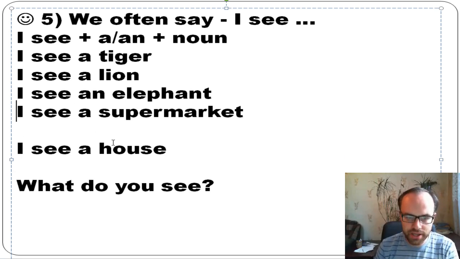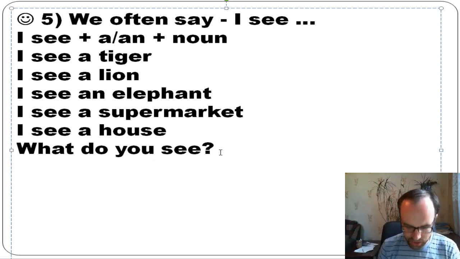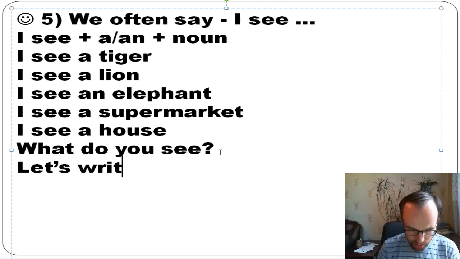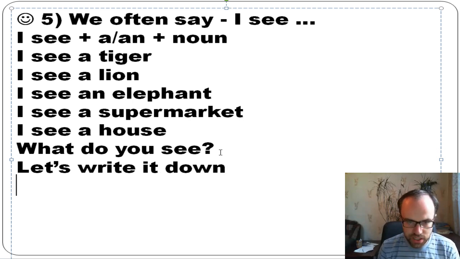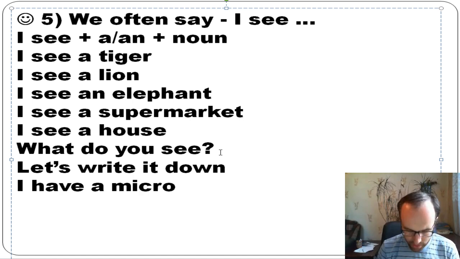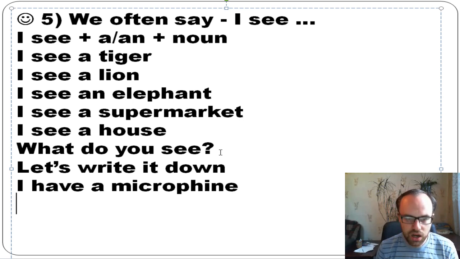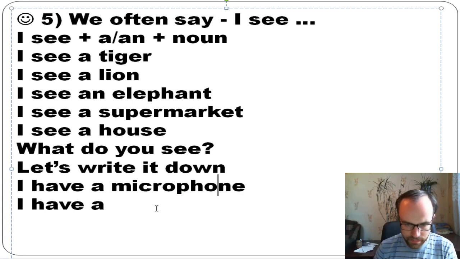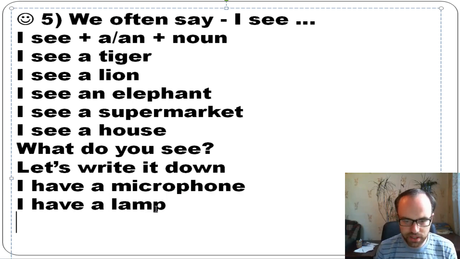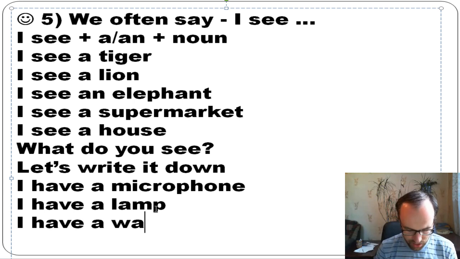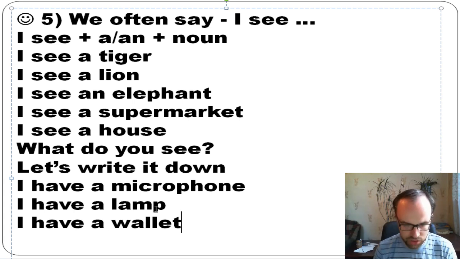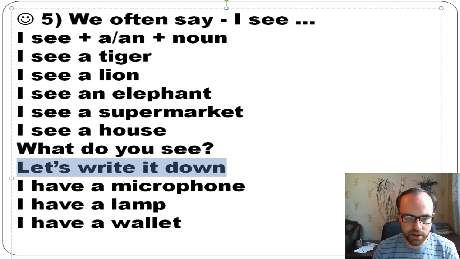So, let's write it down. We usually say let's write it down. I have a microphone. Next, I have a lamp. I have a wallet. Very good. So let's write it down. I have a microphone. I have a lamp. I have a wallet.